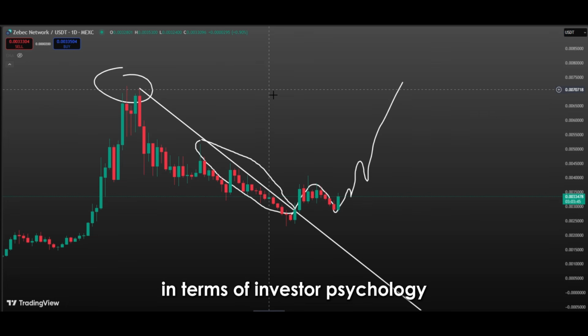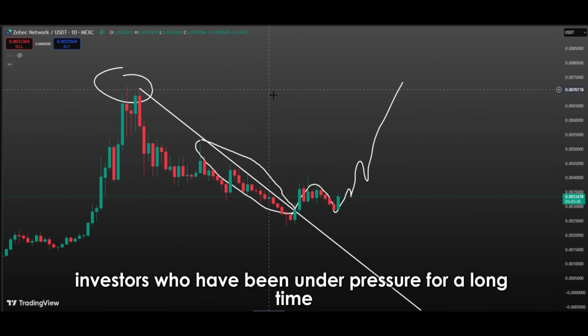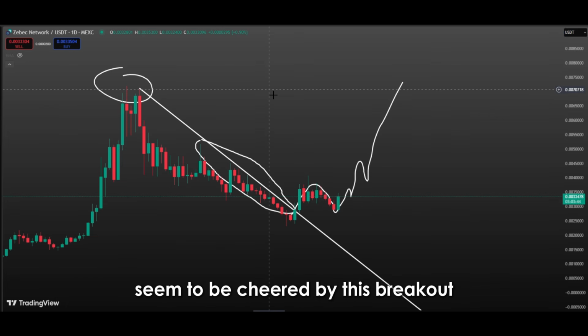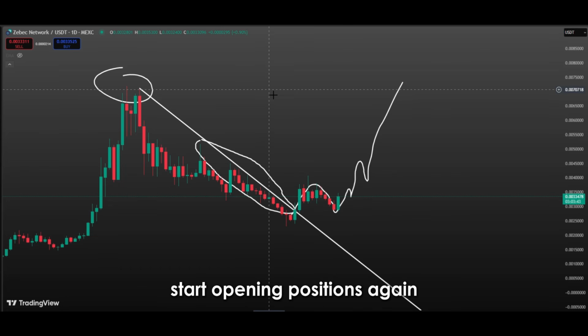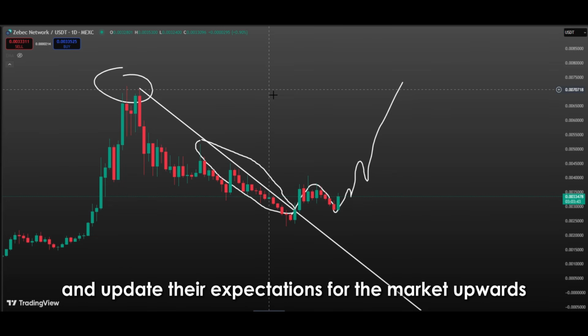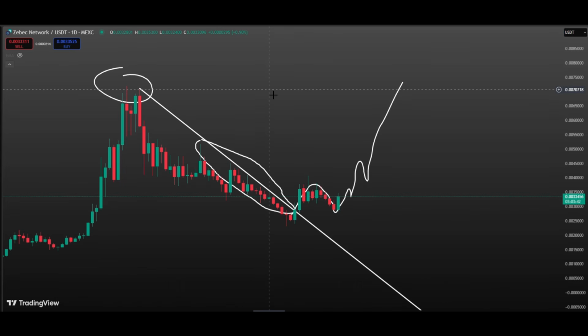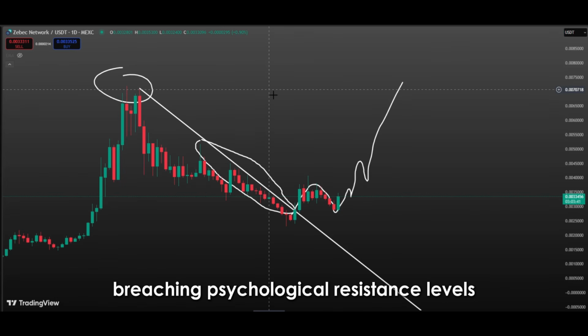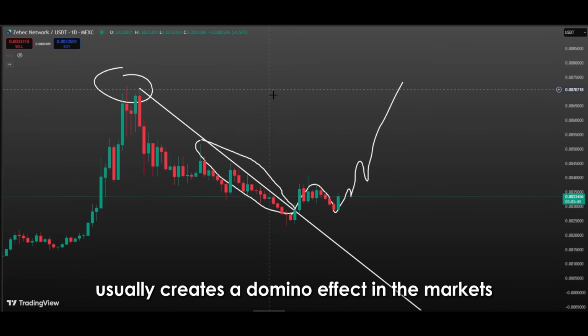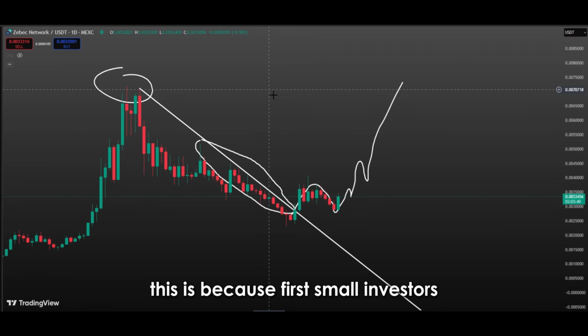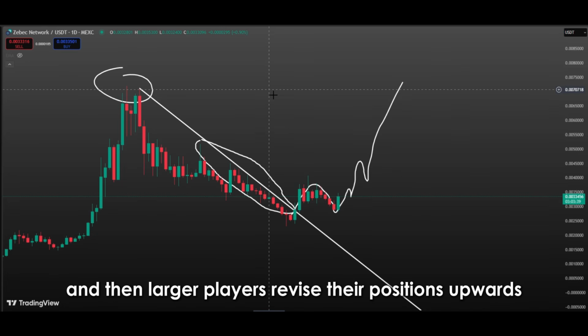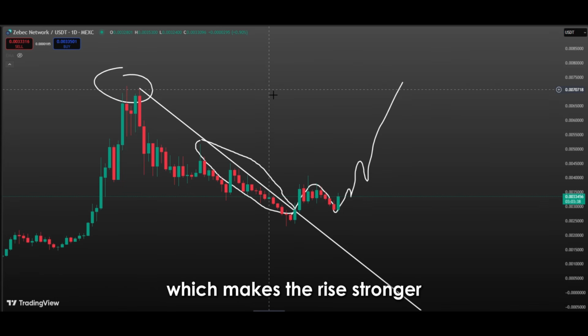In addition to all these technical developments, this breakout is also a very important threshold in terms of investor psychology. Investors who have been under pressure for a long time seem to be cheered by this breakout, start opening positions again, and update their expectations for the market upwards. Breaching psychological resistance levels usually creates a domino effect in the markets. This is because first small investors and then larger players revise their positions upwards, which makes the rise stronger.